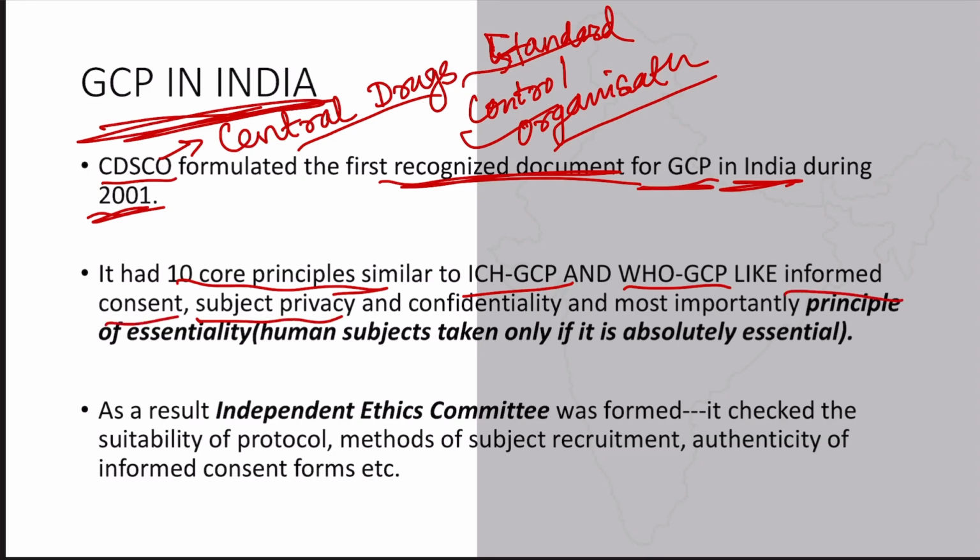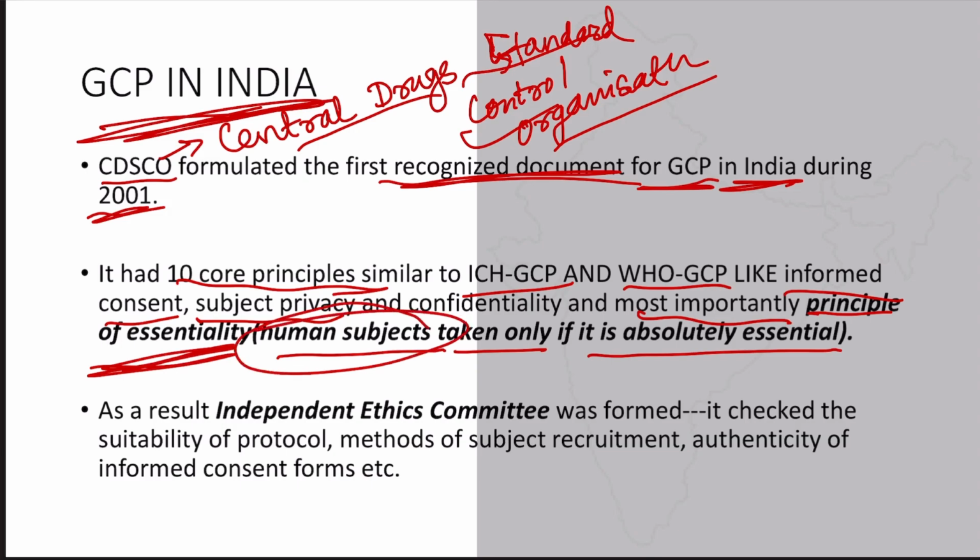Then we have subject privacy, that is confidentiality, and most importantly the principle of essentiality, that is human subjects are to be taken only if it is absolutely essential. So if we can get the particular information for a particular product by the preclinical studies, then we need not go for the human subjects. That is, human subjects are to be taken only when it is essential to get the information by involving the human subjects. That is the principle of essentiality.